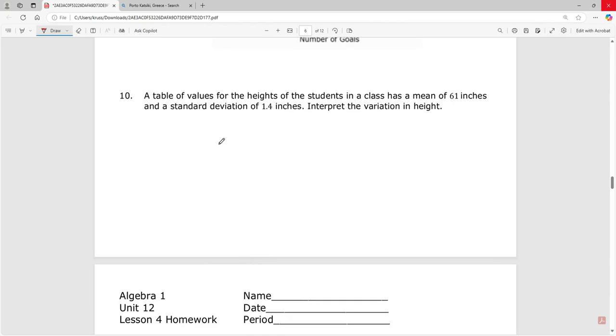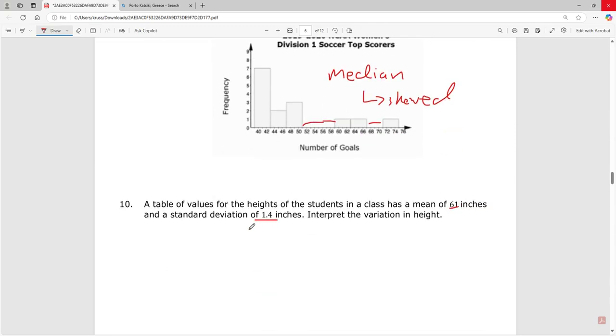Okay, and then the table of values and heights. What does that show? Okay, so the height mean is 61 inches and a standard deviation of 1.4 inches. Right, a standard deviation of 1.4 is pretty low. Standard deviation is how far from average each point is.